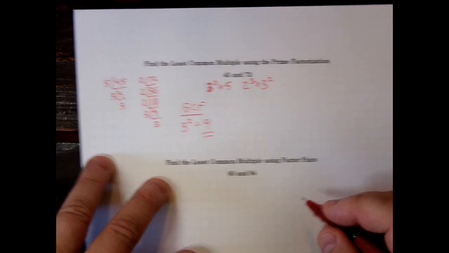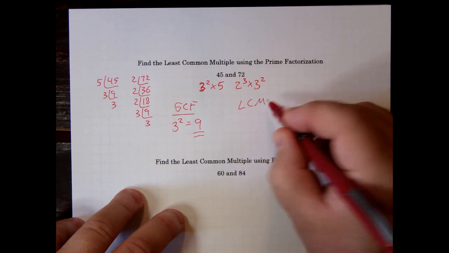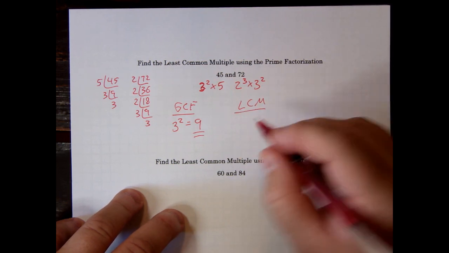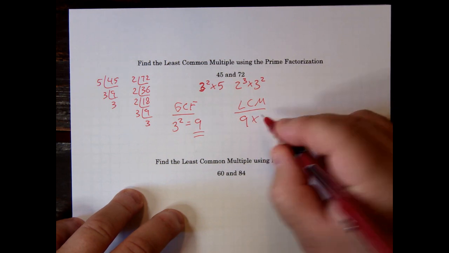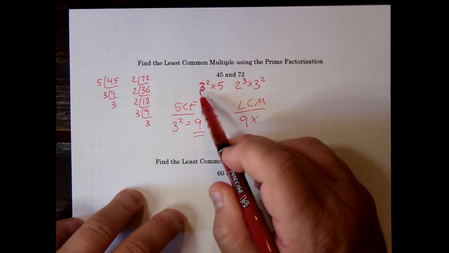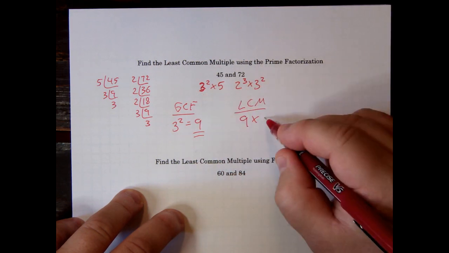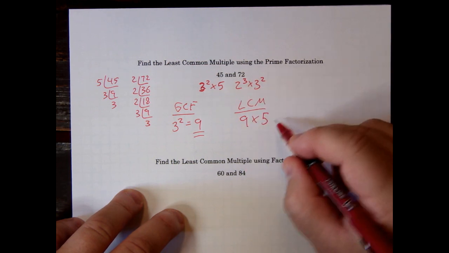Well, the least common multiple is always going to be your greatest common factor times what you didn't use. So you used the two 3s here, and you didn't use the 5. You used the two 3s here, and you didn't use the three 2s.